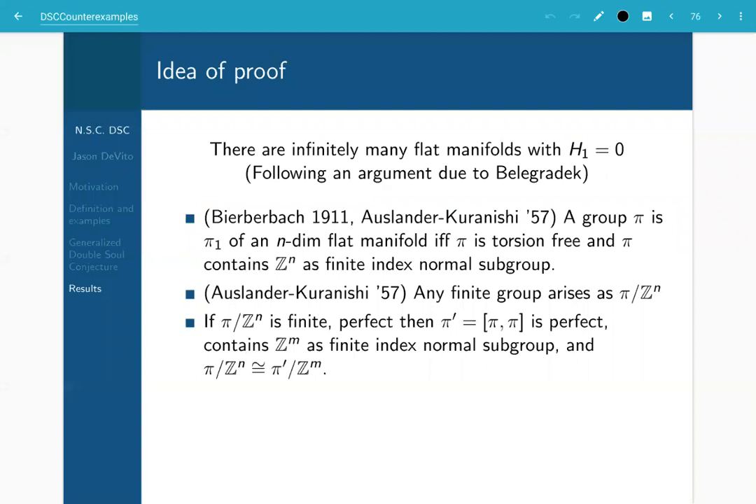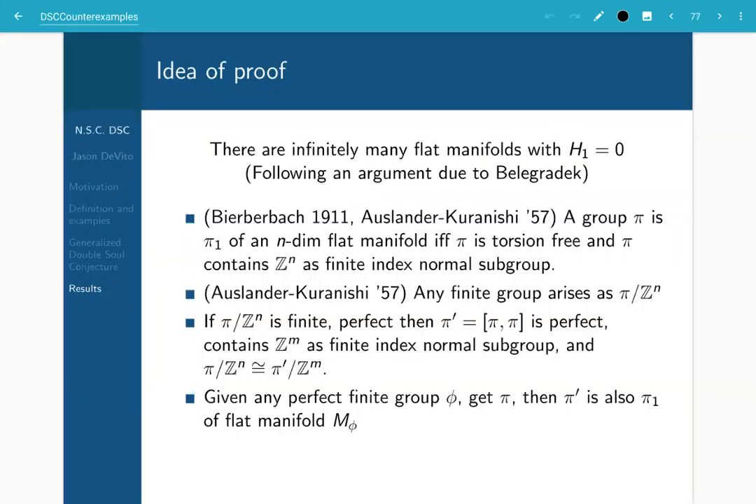By the way, I didn't say it, but this group, pi mod Z^n, is called the point group. It's also called the holonomy group because in the context of the flat manifold, it is the holonomy group as a Riemannian manifold. So this group theory proposition gives us a way of converting to a perfect group that has the same holonomy, the same point group, and the cost is that maybe the dimension has to change in order to make that work. Okay, so these are all the ingredients.